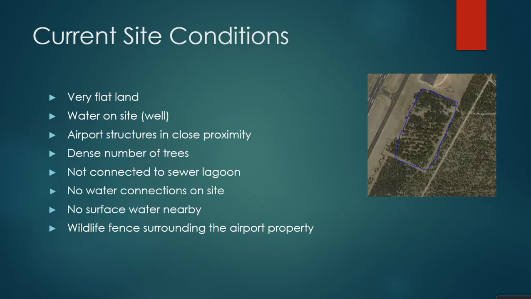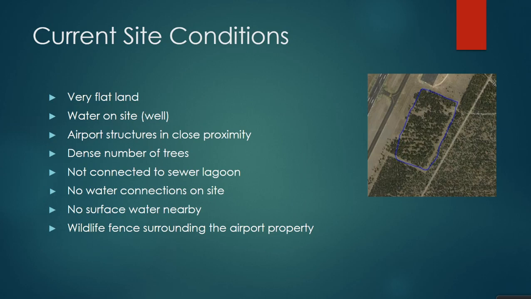So the current site conditions: the rectangle in blue indicates the lot that Jeff is talking about for the empty lot. It is very flat land that is located right next to the tarmac. There is water on site, but because of health concerns, it is not being used. There are airport structures in close proximity to our site, being the new terminal that they are constructing now. There's a dense number of trees in the lot because it is a forest environment. It is not connected to the city sewer lagoon, and there are no water connections on site besides the well.